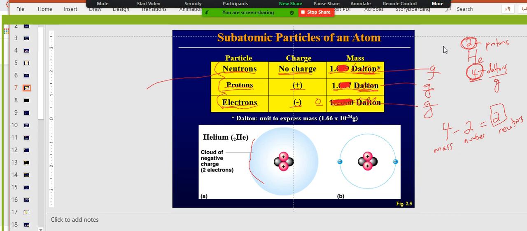Now, I could add a proton to this, but then it would become another element, because every element has its own number of protons that make it unique. So hydrogen is 1, and its atomic mass is 1. So how many protons does it have?